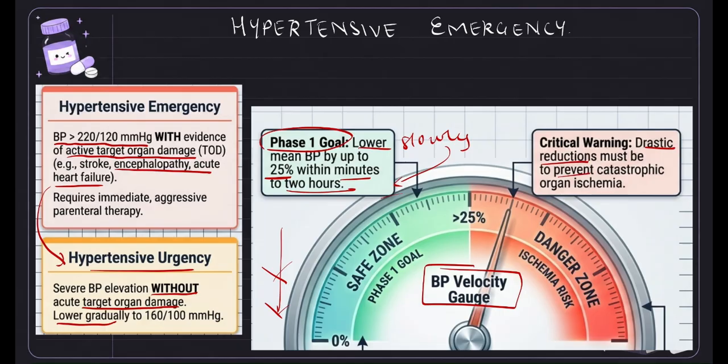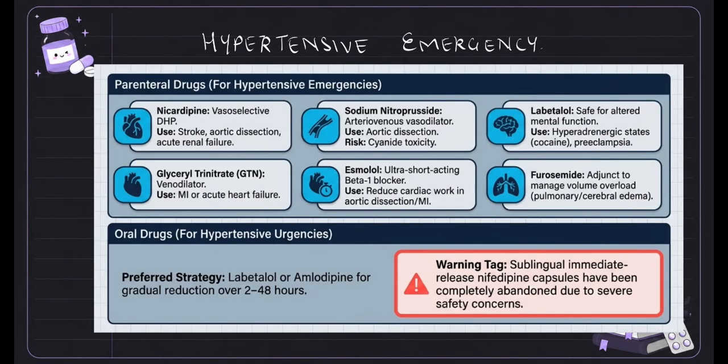If the pressure drops too fast, it causes catastrophic organ ischemia. This means the vital organs will suddenly just stop getting enough blood and oxygen, and that can be fatal. Managing these emergencies requires immediate intravenous therapy, and the drug choice is tailored directly to the specific crisis at hand.